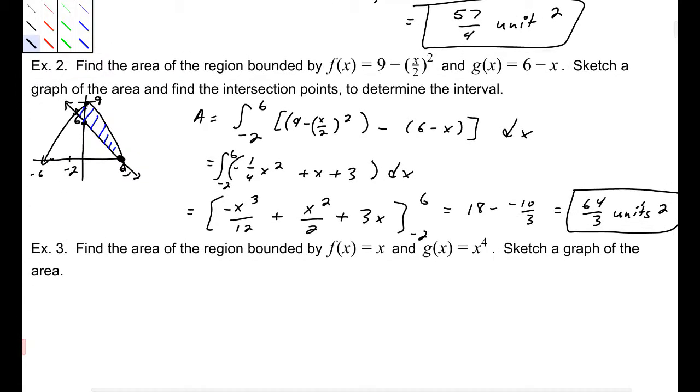So on example 3, find the area of the region bounded by f of x equals x and g of x equals x squared, x to the fourth actually. Sketch the graph of the area. So the first thing that I want to do, f of x.